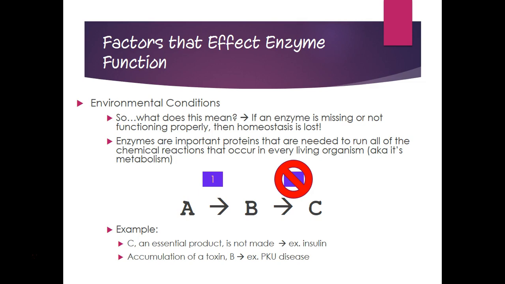Another potential option here is that while I'm not getting that end product that I ultimately need, which is also a problem, I may also get to a point where I can still do A to B, but B is toxic to my cells, and now I can't break down that toxic product to get what I really needed. This accumulates in my cells, and that can also be a problem. Something called PKU disease is an example of that sort of situation.